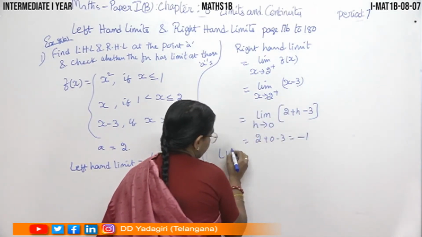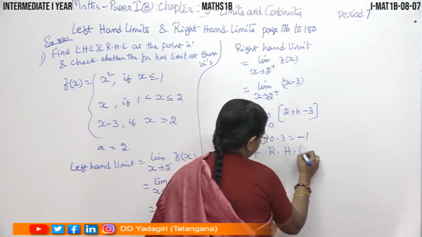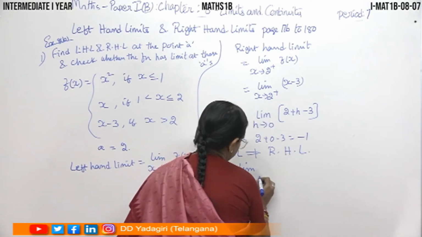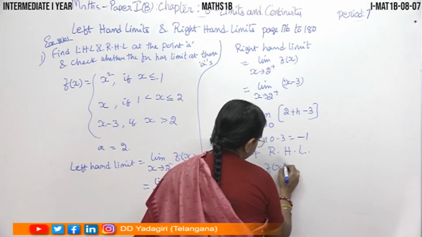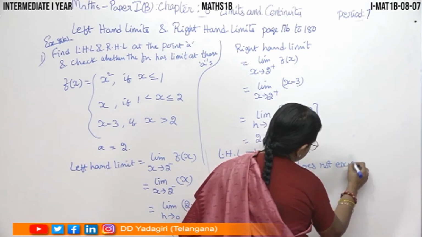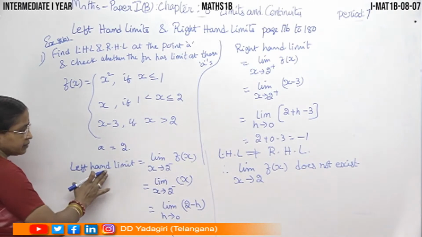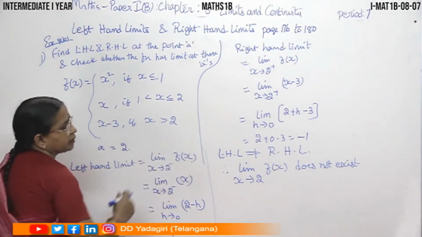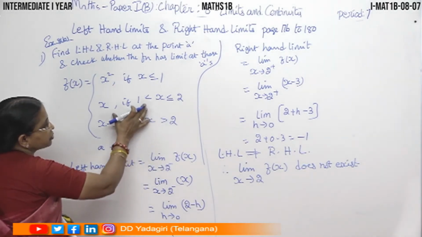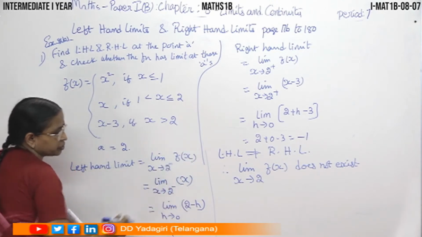So we'll write left hand limit is not equal to right hand limit. Therefore, limit x tending to 2 of f of x does not exist. So you should say does not exist, not infinity. It does not exist. You cannot find its value. So left limit is found like this, right limit is found like this. So according to the number given, you should choose what the function is, how it is defined. That function you should write.